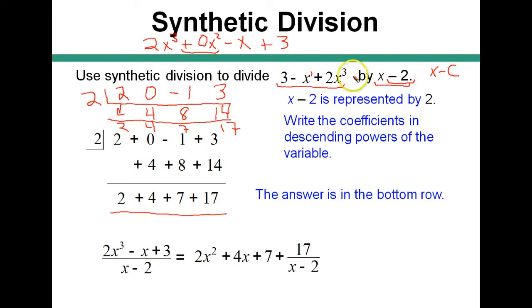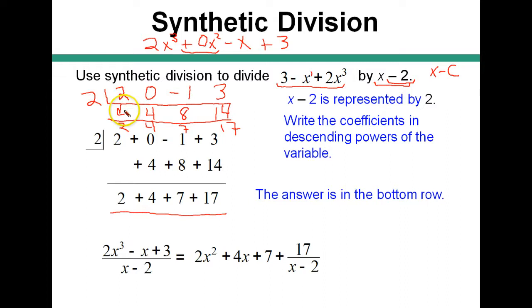So, once again, in summary of this, as we do it, we're almost finished. We put what we have to do in descending order. If it's missing a term, we put it in as a 0 value. We identify our constant. It's the opposite sign of what's there, so that becomes a +2. Put that there. And we start our synthetic division.